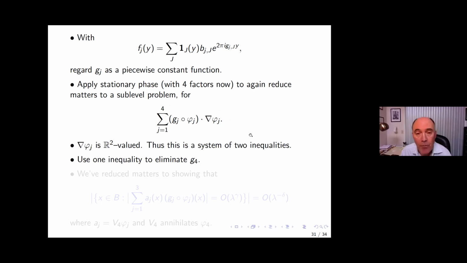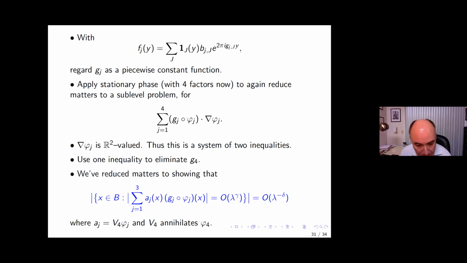So I have a system, a sublevel set, which is defined by a system of two inequalities. And we just do the obvious thing. We use one of the two inequalities to eliminate one of the four functions. So the result is a scalar inequality with three terms.